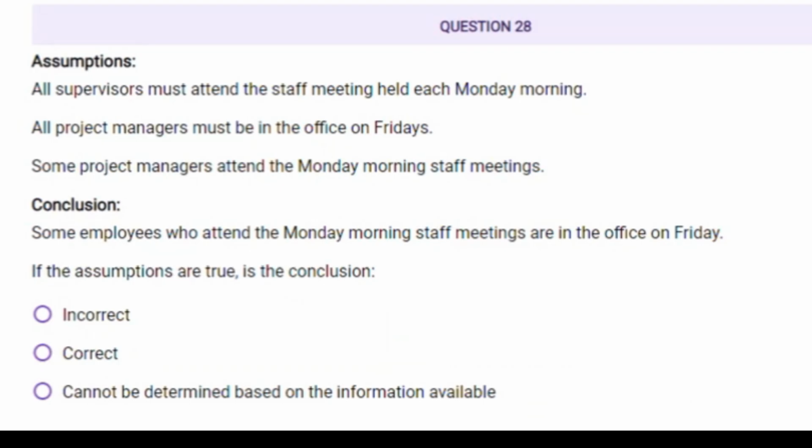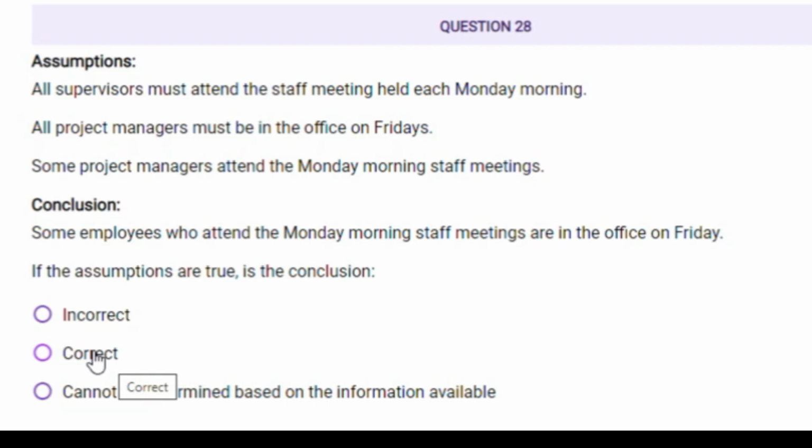Question 28. Assumptions. All supervisors must attend the staff meeting held each Monday morning. All project managers must be in the office on Fridays. Some project managers attend the Monday morning staff meetings. Conclusion. Some employees who attend the Monday morning staff meetings are in the office on Friday. If the assumptions are true, is the conclusion. Options. Option A, incorrect. Option B, correct. Option C, cannot be determined based on the information available. Correct answer, option B, correct.